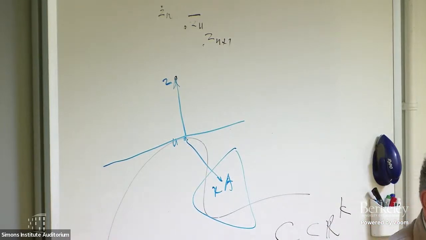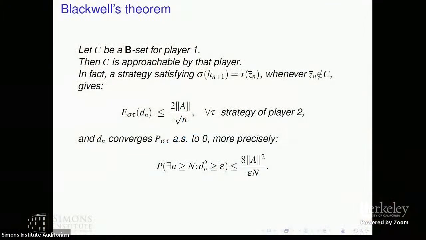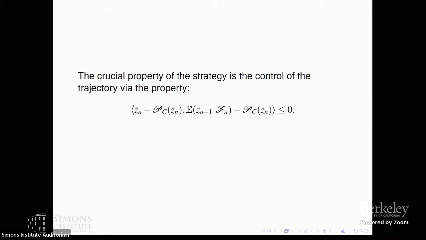And Blackwell's theorem says that if you have a B-set, then it's approachable by this player just by using this strategy here. And this is the speed of convergence. So this is the expectation of the distance, and this is convergence in probability. The crucial property of the strategy is the control of the trajectory via this property. So this is the average at stage n, this is the closest point, this is the expectation of the next outcome, and this is this property here that you have an angle.